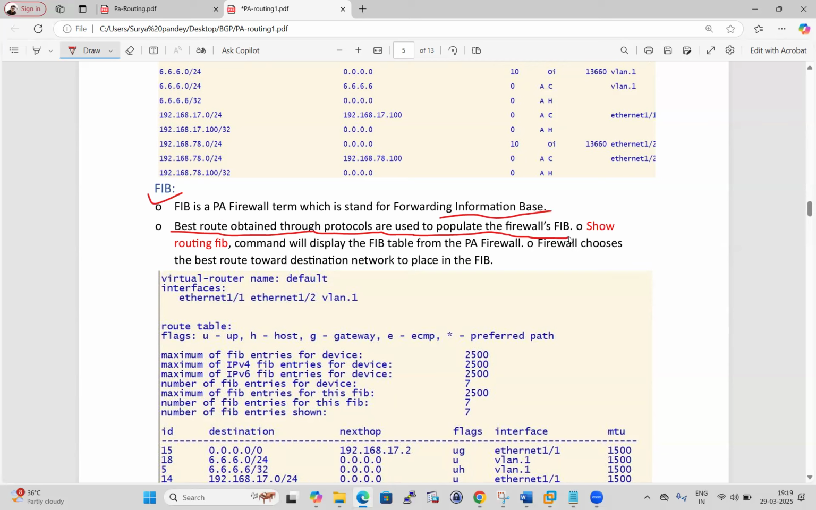And we can run a command like show routing fib to check the forwarding information base. The command will display the FIB table from the Palo Alto firewall. The firewall chooses the best route towards the destination network to place in the FIB. So it takes the details from the RIB and puts them in the FIB, the forwarding information base. It puts in the best routing information.